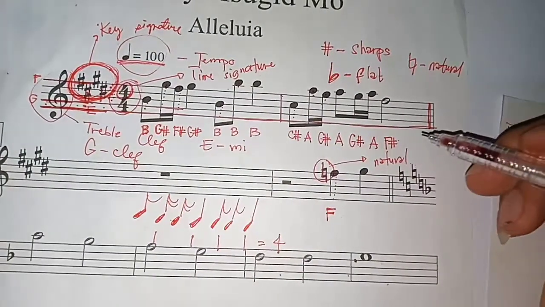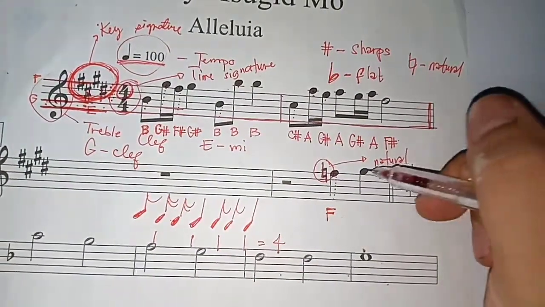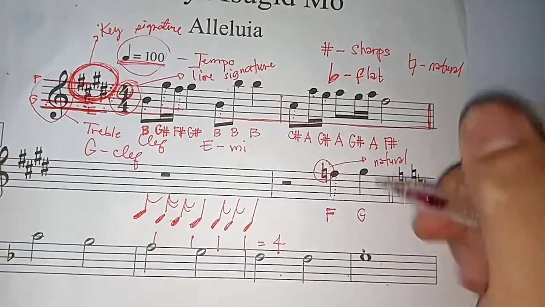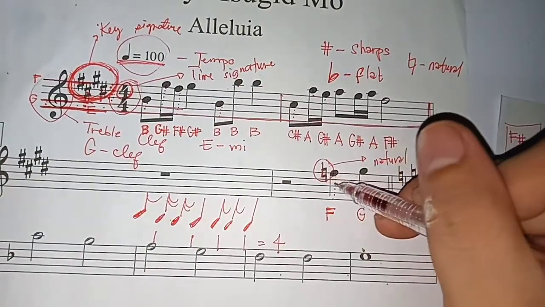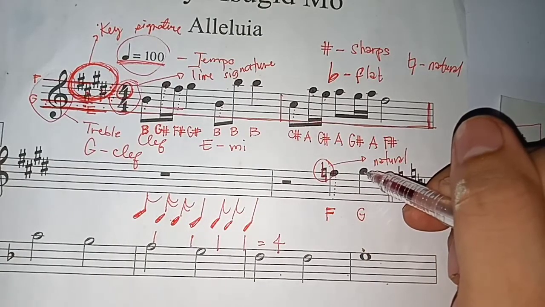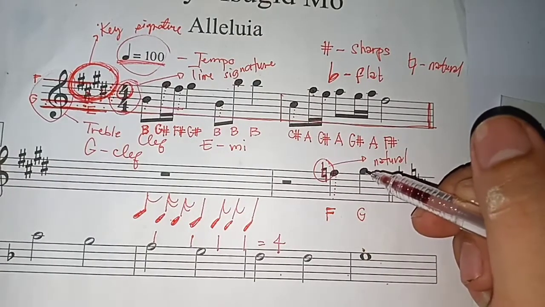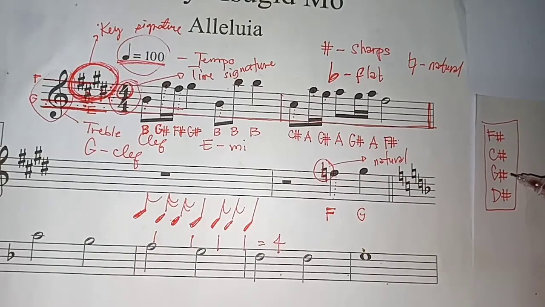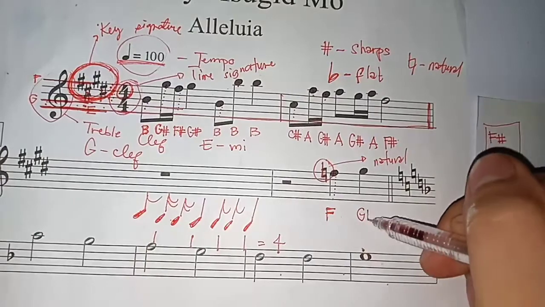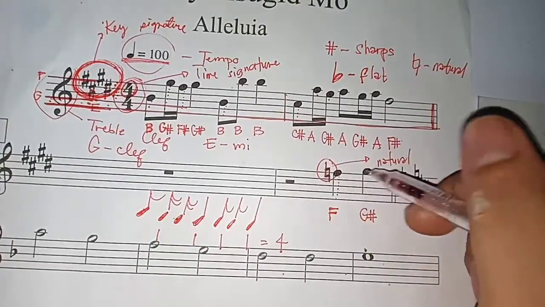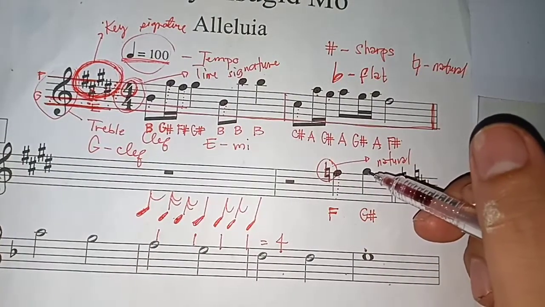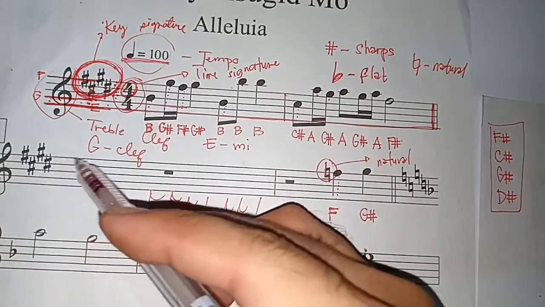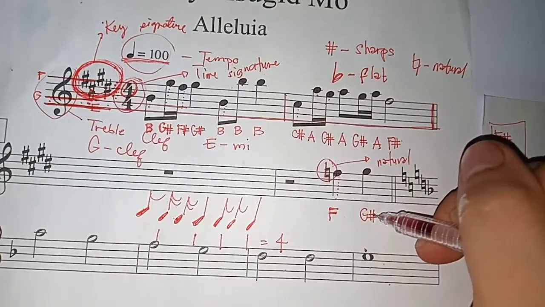For this one we have here E, F, G. You might have noticed that there is no natural located for the G. It means there is no change for the G, so we are going to put again a sharp for G. It's because there is no natural sign that signifies that it should be in the natural tune. So this is still on the hold of a sharp. So we have to put a sharp for the G.